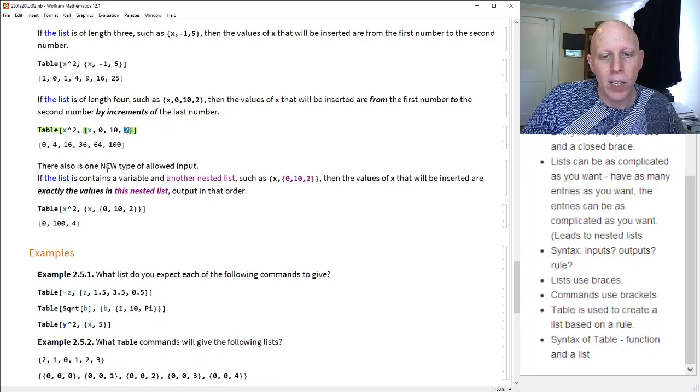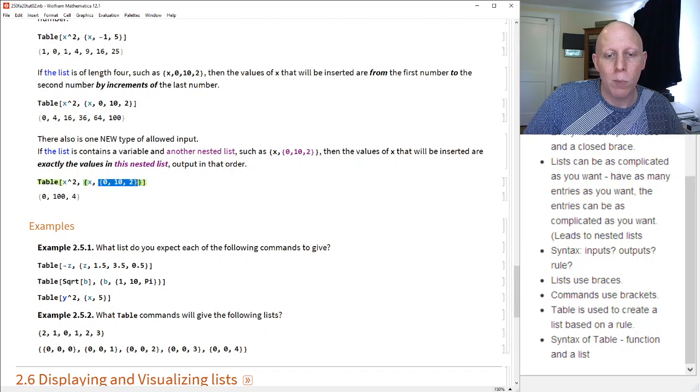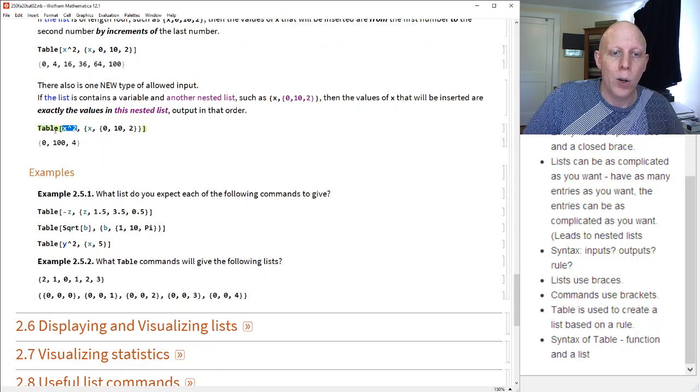Table also lets you specify the set of values that you want to input into the function. This is a little bit different than before. This does not have a counterpart in Range, because what we're doing here is specifying the values of x that we want to put into the function. So in this case, we want to say, give me the values of x squared, where x is 0, or x is 10, or x is 2. So we have 0 squared, 10 squared, 2 squared. The answers are in the order in which the list was applied.